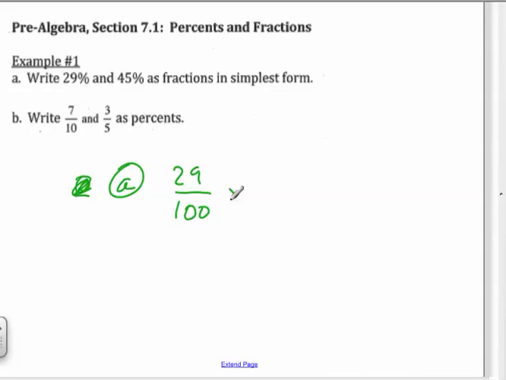Nicholas Quazzo, can you help me with the next one? Is it 9 over 20? Because 5 goes into both. So that's going to give me 9 over 20. Good. But guys, we can always take any percent, right, and just put it over 100. Okay? Because that's what percent means. It's just a fraction in a different form. Okay? 29 over 100. 45 over 100, and then we reduce it to 9 over 20.